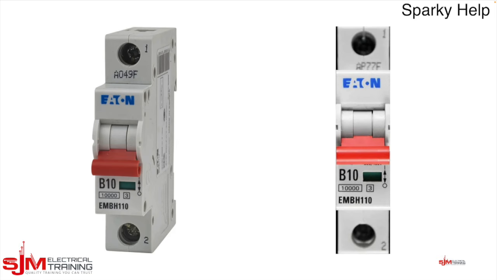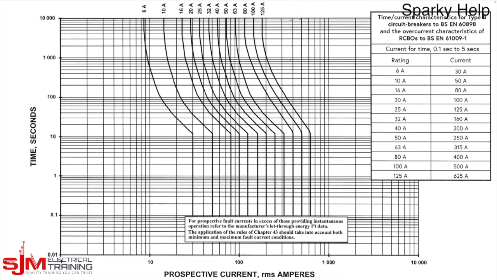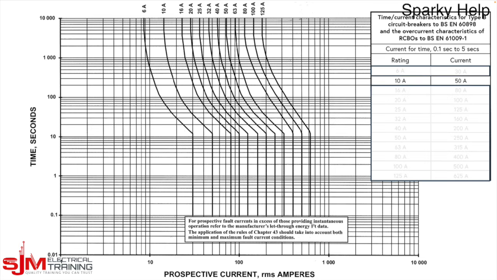So there's a type B breaker, which you can identify with the letter B, and after that it has the current rating, which is relatively straightforward. Here's the time characteristic for a type B circuit breaker. That one happened to be a 10 amp. Across the bottom we have the amps, up the side we have the seconds, but we're going to look at the table to the right hand side. This tells us the 10 amp requires 50 amps for that protected device to disconnect within 0.1 or 5 seconds.